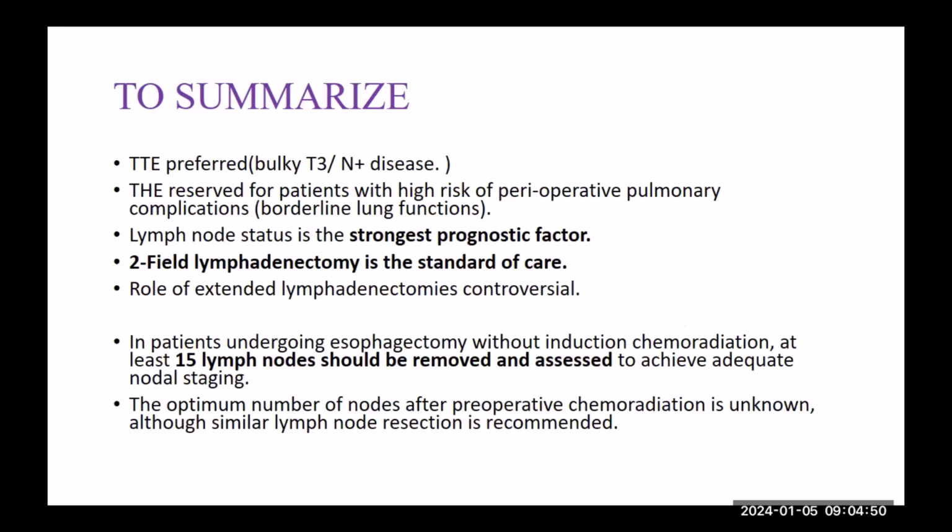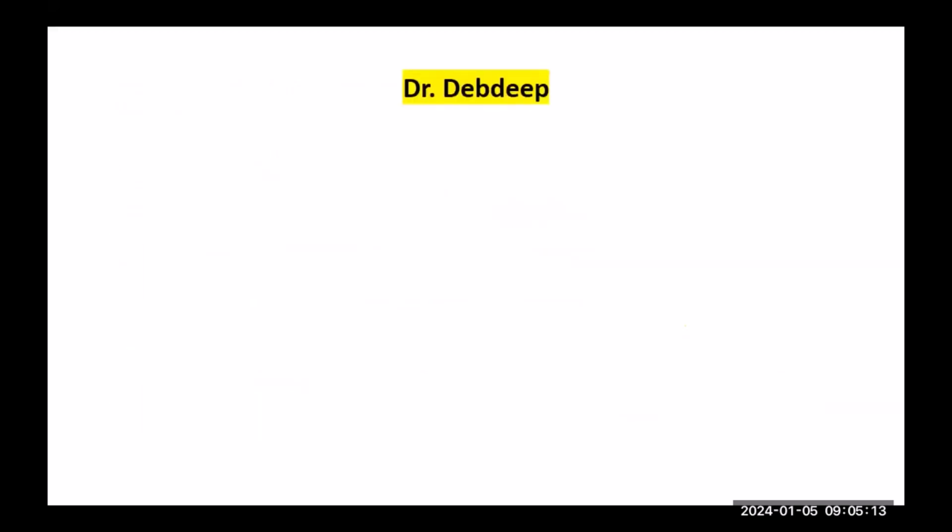In patients who are undergoing esophagectomy without induction chemoradiation, at least 15 lymph nodes should be removed and assessed to achieve adequate nodal staging. If the patient has received preoperative chemoradiation, how many lymph nodes are to be removed is not completely known. Thank you. I will quickly summarize this.